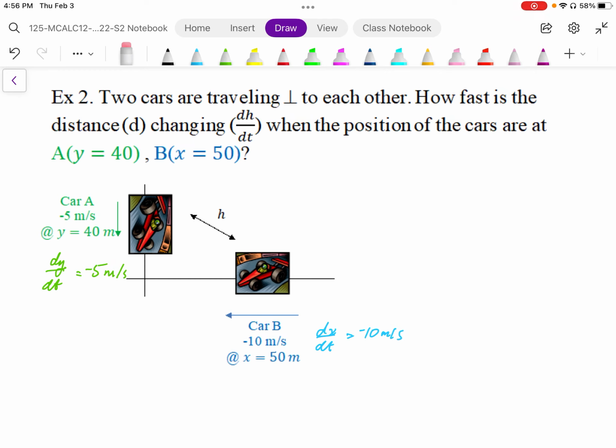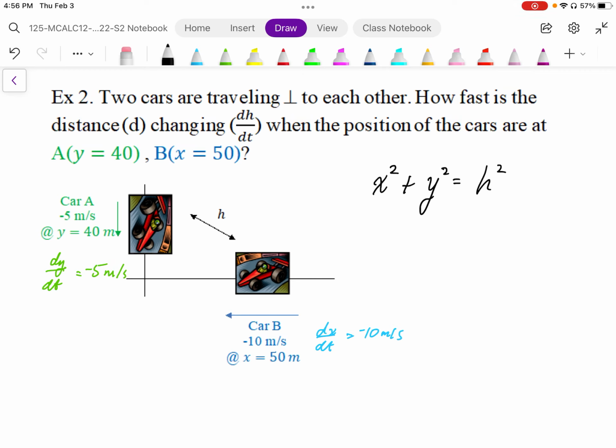So first thing we need to do is relate the variables involved to each other in a calculation. I have my y position, I have my x position, I have the distance between, which is my hypotenuse. So it follows a Pythagorean relationship. The relationship I'm going to use to connect this all is x squared plus y squared equals h squared. Okay. So once I've done that, I want to differentiate this with respect to time. And by doing that, I'm going to generate my dy by dt, my dx by dt, and my dh by dt.